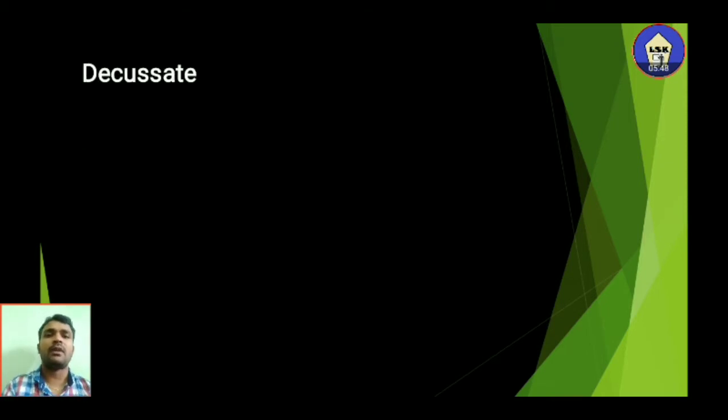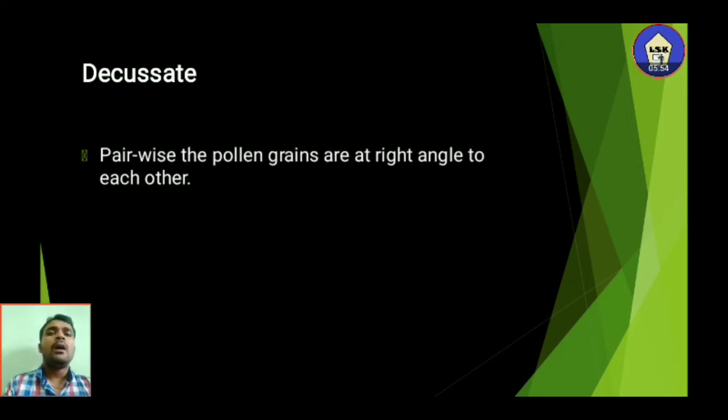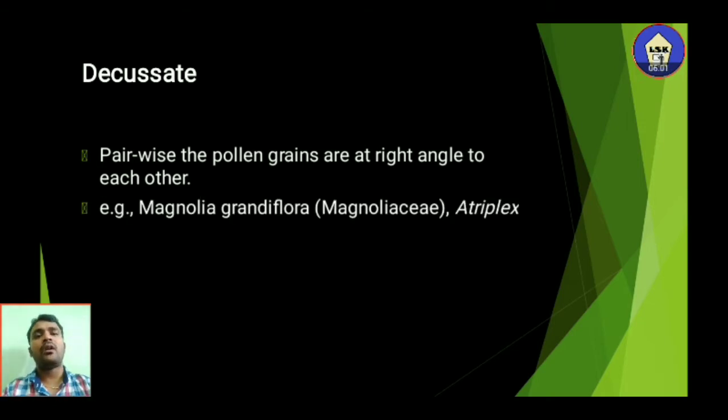The next one, decussate, means right angle. Here, pairwise, the pollen grains are at right angles to each other. An example for this type of pollen grain arrangement is Magnolia grandiflora, which belongs to the family Magnoliaceae, as well as Triplex. So these are the two examples for the decussate.